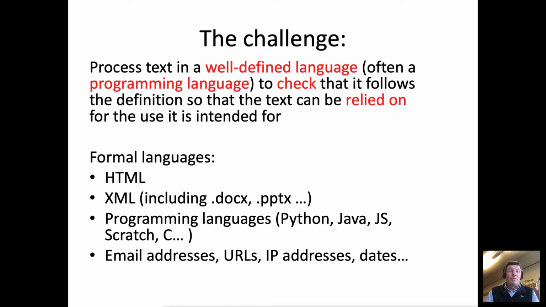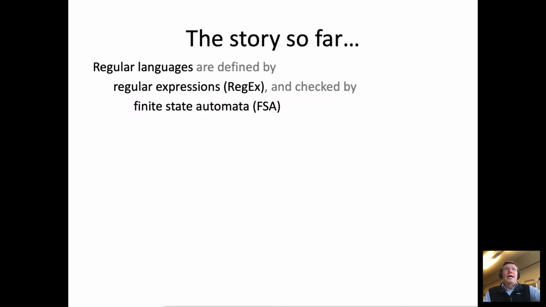So examples of formal languages: HTML, XML, the L in both of those stands for language. XML is similar, related to HTML, and the X in DocX, if you're storing spreadsheets and PowerPoints and documents and so on, the X there means that they're stored in XML, a formal language. Then programming languages are formal languages. There's things that they can and can't have, and then stuff like email addresses, URLs, anything that's sort of specified in a format.